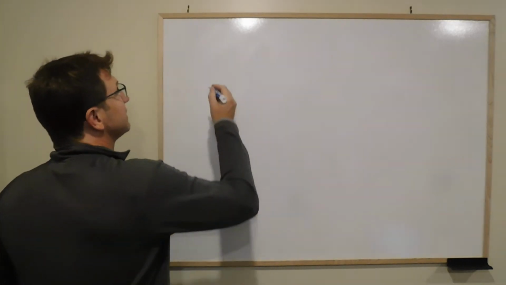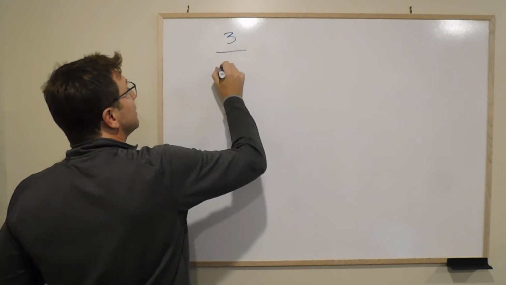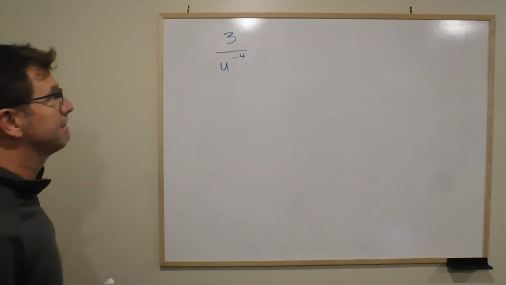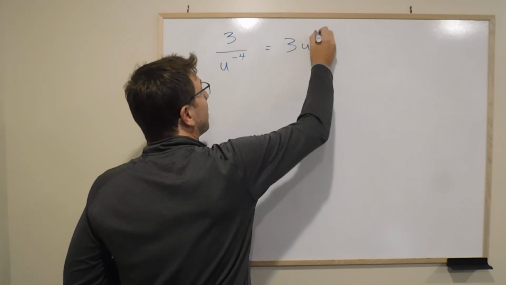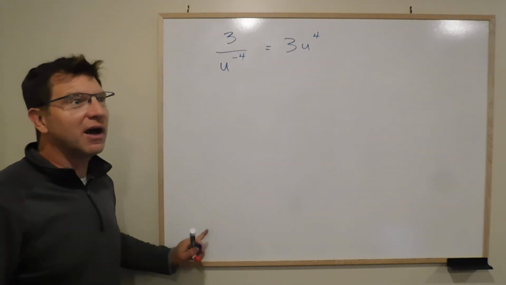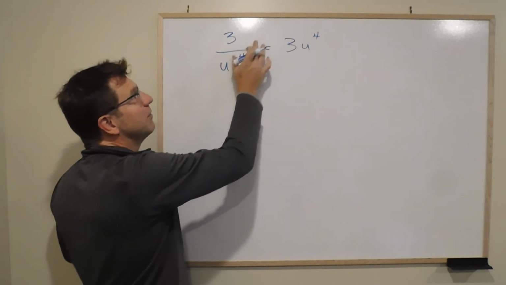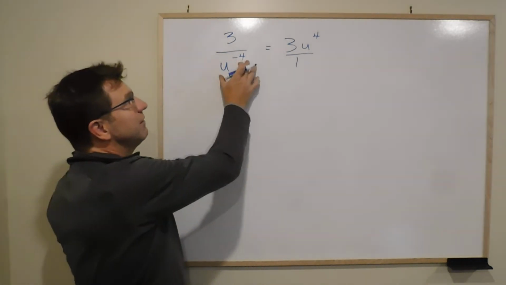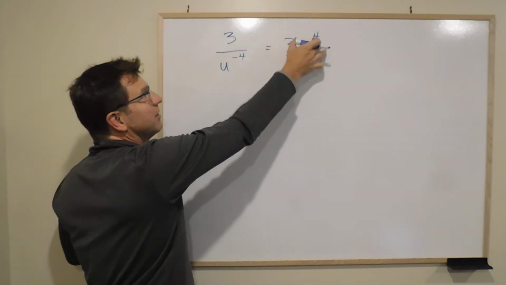What if I had something like this? 3 over, we'll use u to the negative 4th. Okay? That's going to equal 3u to the positive 4. Right? Because the 3 in the numerator does not have a negative exponent. It does not go anywhere. It stays in the numerator. This has a negative exponent in the denominator. We move it up to the numerator to make it positive. So leaving us with a denominator of only 1, right? Because this had to move up to the numerator to make it positive.